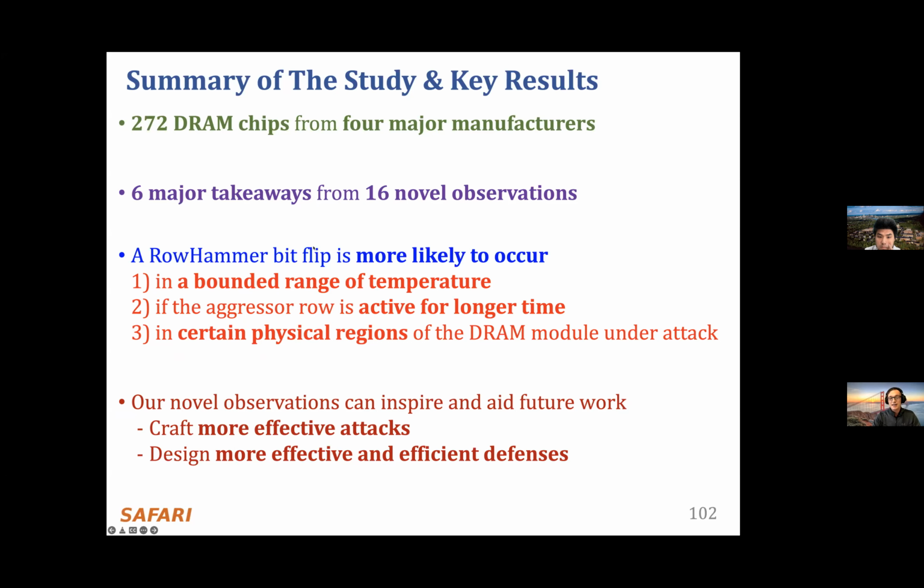And basically, we found out that a Rowhammer bit flip is more likely to occur in a bounded range of temperature, which depends on the chip, if the aggressor was active for a longer time, and in certain physical regions of the DRAM module under attack. So if you target certain physical regions, you can actually be more successful. You can use this to create more effective attacks, as well as more effective defenses. And that's what we did.